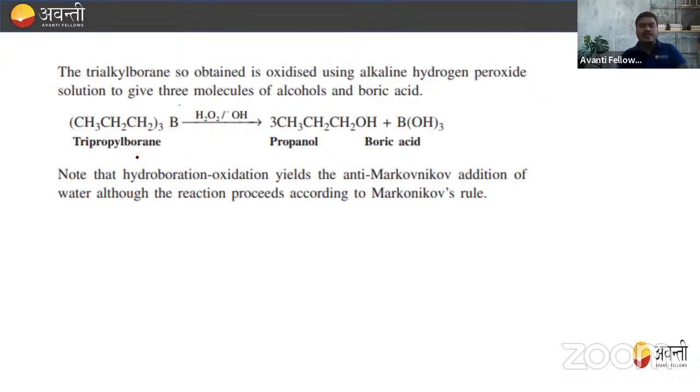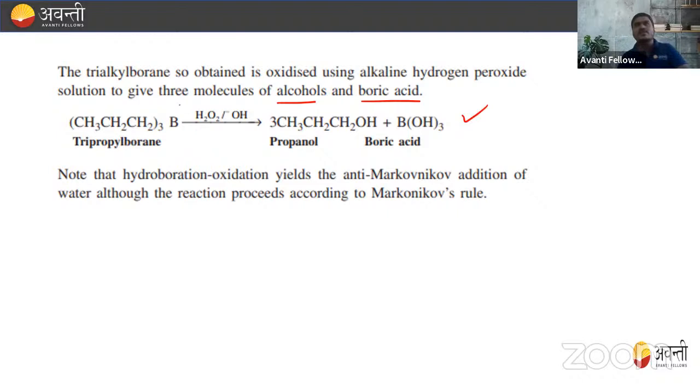So now we have a trialkyl borane, right? So we have a trialkyl borane. We then oxidize it using alkaline hydrogen peroxide solution to give 3 molecules of alcohol and boric acid. So now this propyl borane reacts with the H2O2 and OH, right? An oxidizing agent like hydrogen peroxide. So it will give the 3 molecules of propanol and the boric acid. So this is a very, very important result we get. In this, we get the boric acid.